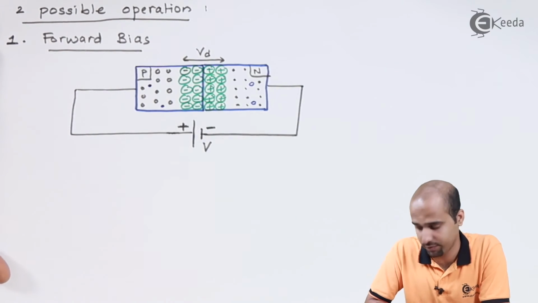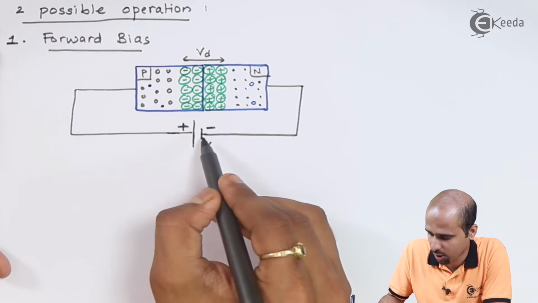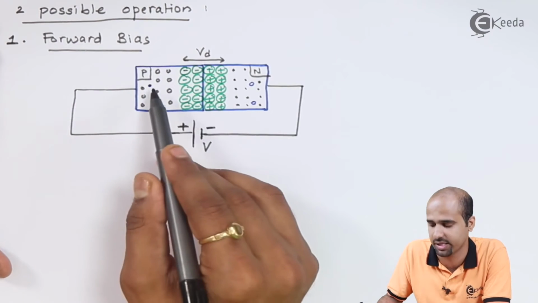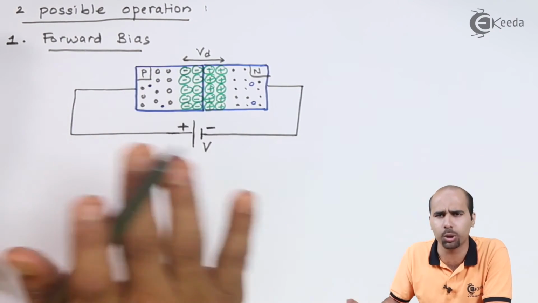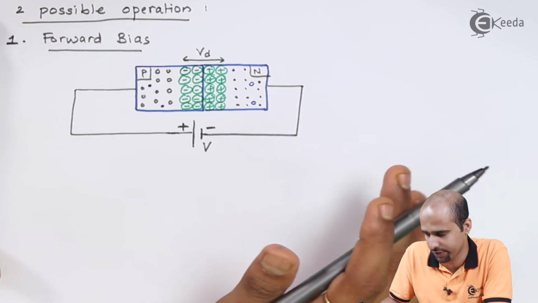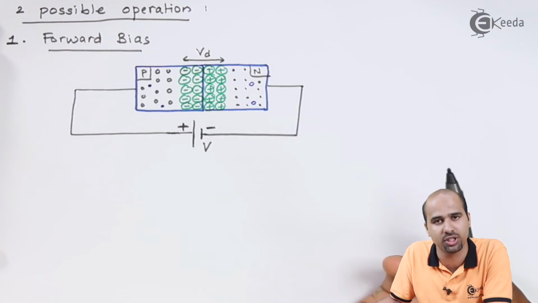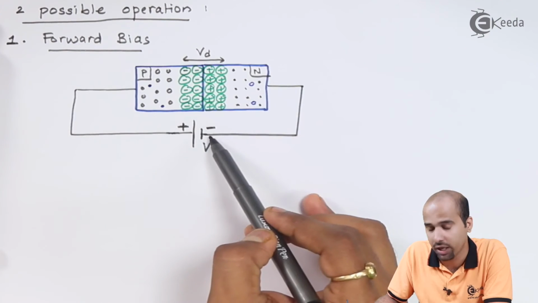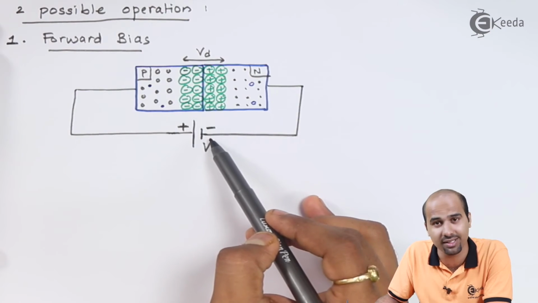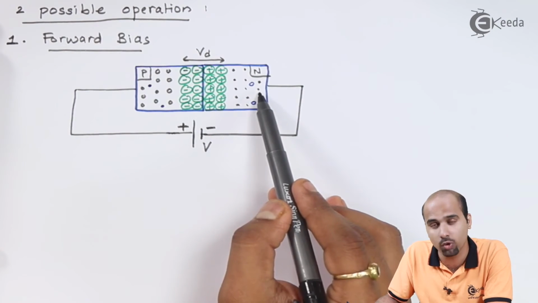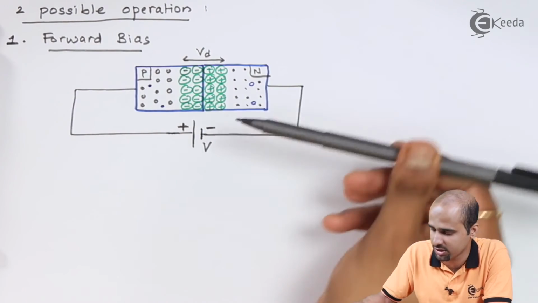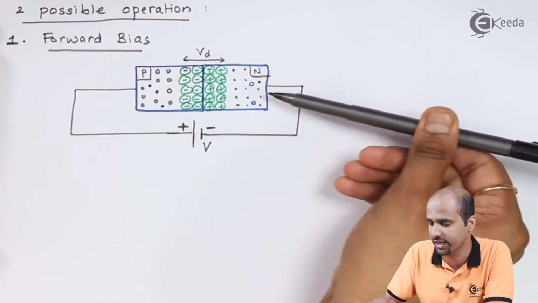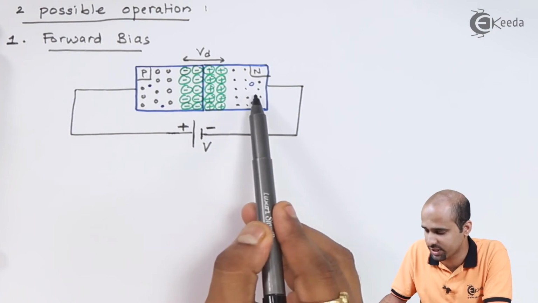So let us start with the operation. If the negative terminal of the battery is connected to n-type and the positive terminal of the battery is connected to p-type, what will happen? According to Coulomb's law of electrostatics, negative and negative repel each other. So we can say that the electrons will not enter into the negative part of the battery. Rather than that, these electrons will move away from that negative potential. That means these electrons will try to move towards the junction, right? So electrons will get force to move towards the junction.